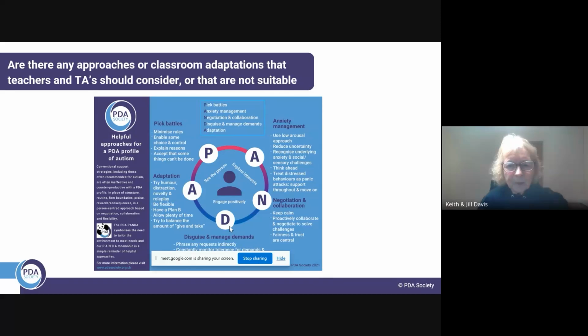But also, I don't know if we've managed to do it. If you just Google PDA Society website, child profiles, there's a couple of examples in there. I do think this is particularly relevant for those of you working in large secondary schools, which aren't, I suppose, by definition, autism-friendly environments. So that's really where collaboration comes into place.